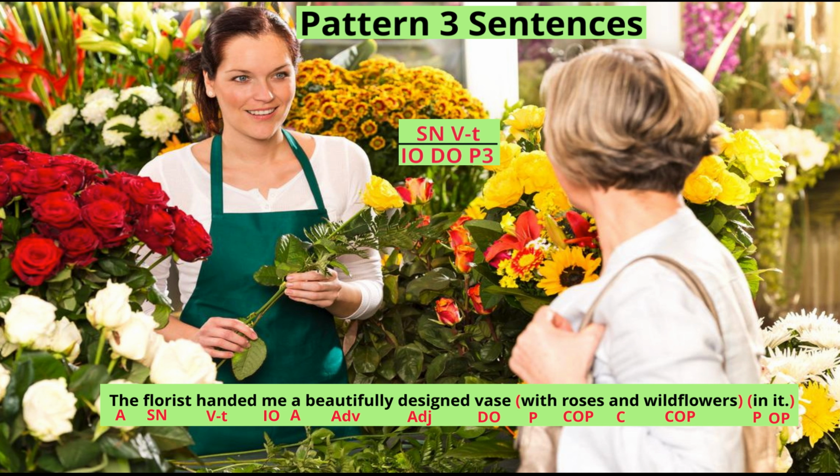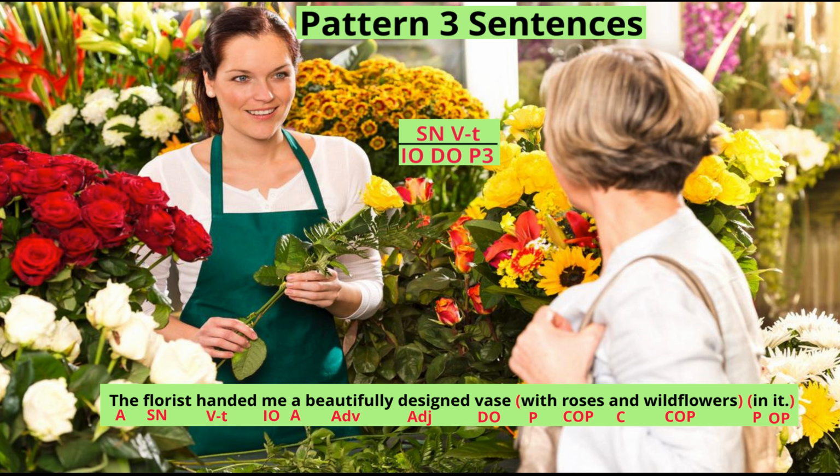Today we are going to learn about pattern 3 sentences. Subject noun, verb transitive, indirect object and direct object. In the image you can see a florist and there are a lot of beautiful flowers. The florist handed me a beautifully designed vase with roses and wildflowers in it.